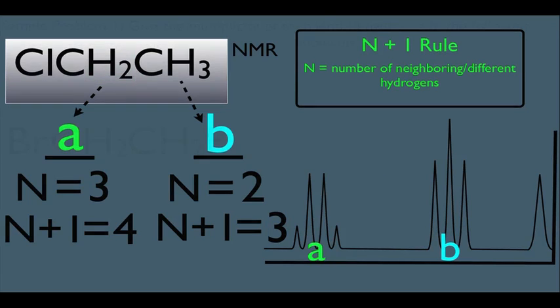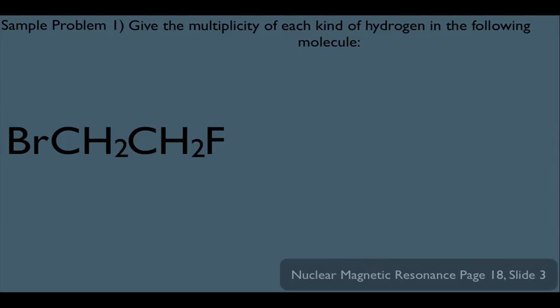So here's our first sample problem right here. Notice how it's worded to give the multiplicity of each kind of hydrogen in the molecule. That's sometimes how questions like this are worded on an orgo test. Or it might say something like, give the splitting of the signals. So let's pull it off here.